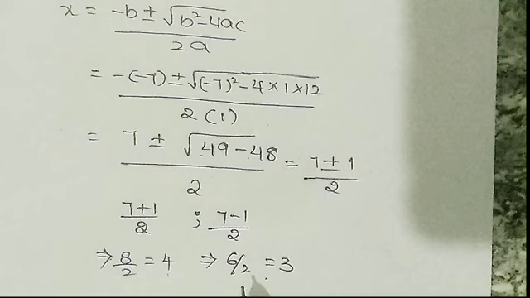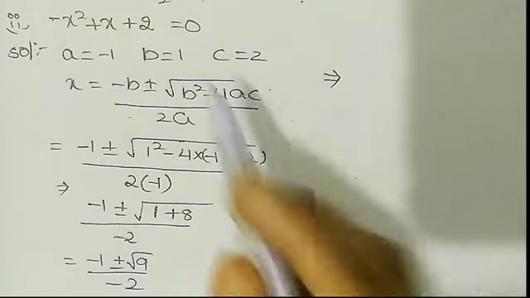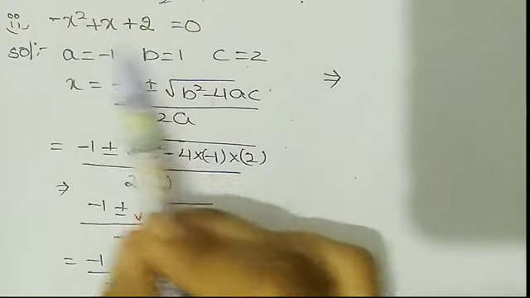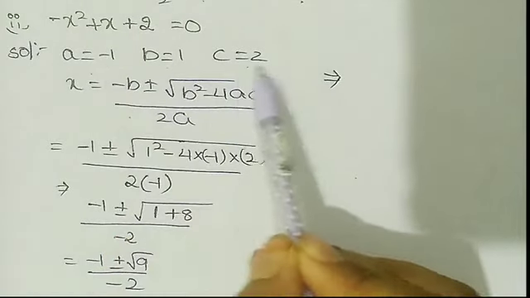Third one, 2x square plus 3x plus 2 is equal to 0. So by comparing this equation, a is equal to 2, b is equal to 3, c is equal to 2. I have substituted the values in this formula to find the roots. So finally I get minus 3 plus or minus root of minus 7 by 4. I can write this as minus 3 plus or minus root of 7 into i square by 4, because we know the i square value is minus 1. So in place of minus 1, I have written i square.